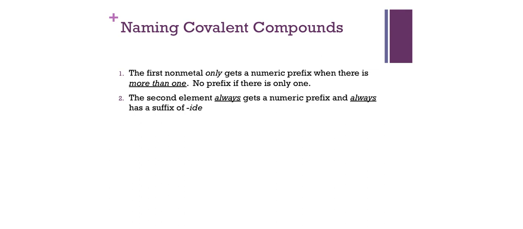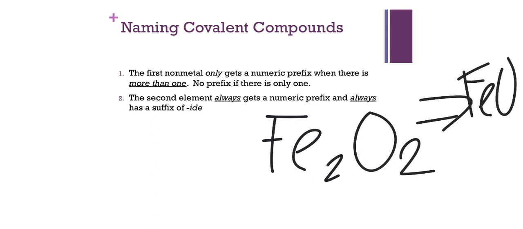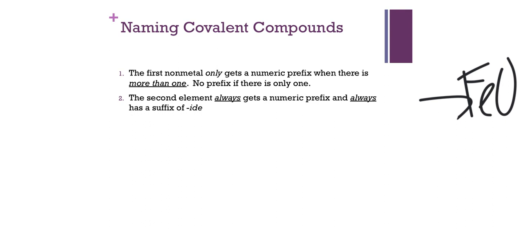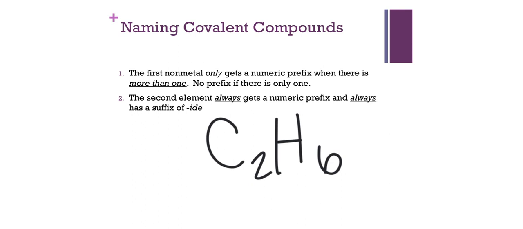Unlike ionic compounds where you reduce, so for example, if I had Fe2O2, I would reduce that to FeO, in covalent compounds, we do not reduce. We absolutely keep those numbers because those numbers tell us the actual name of the compound. So it's really important. So if I had something like C2H6, I now have to use prefixes to indicate how much of these elements I have in this particular compound.